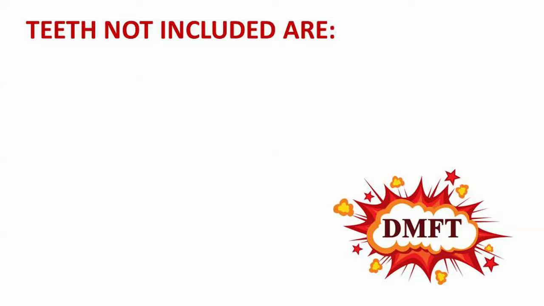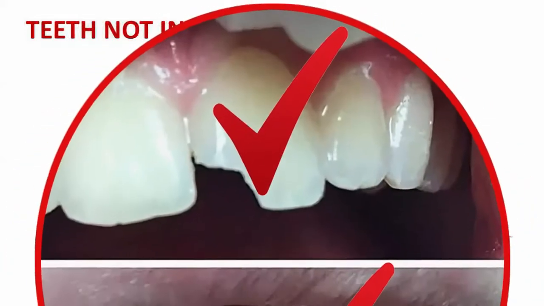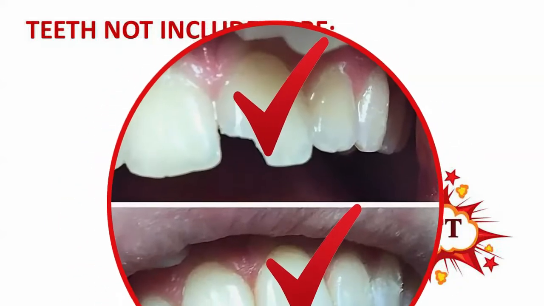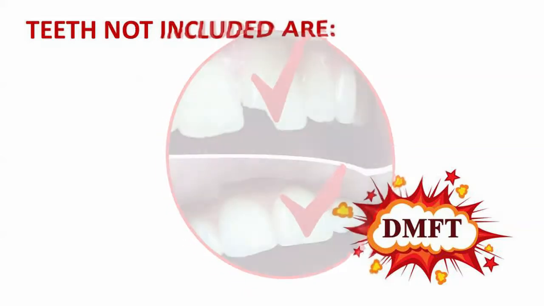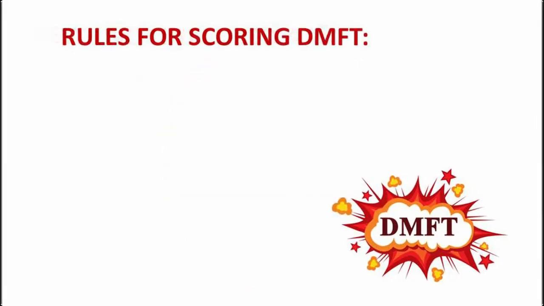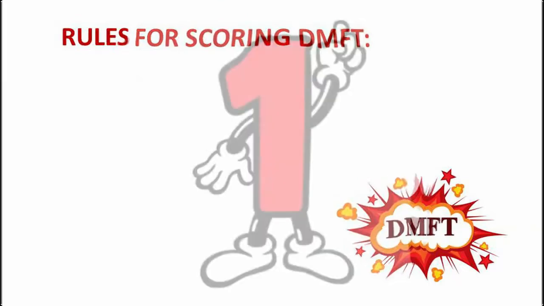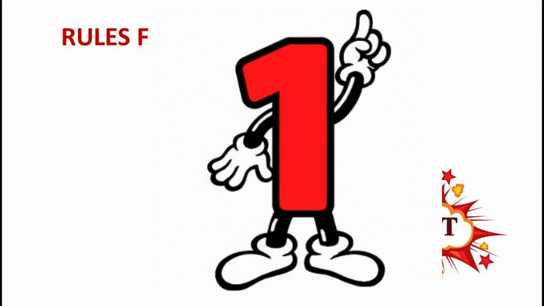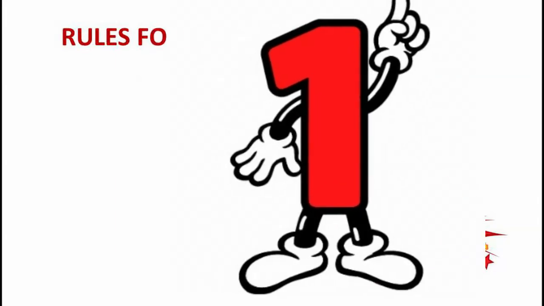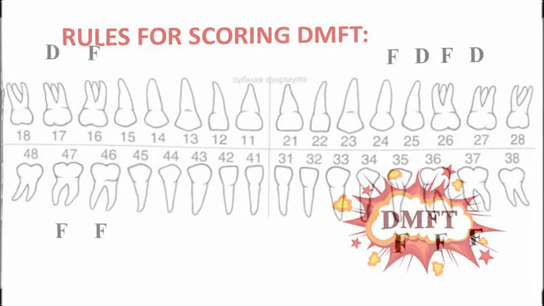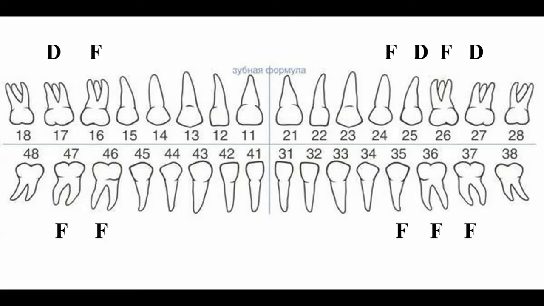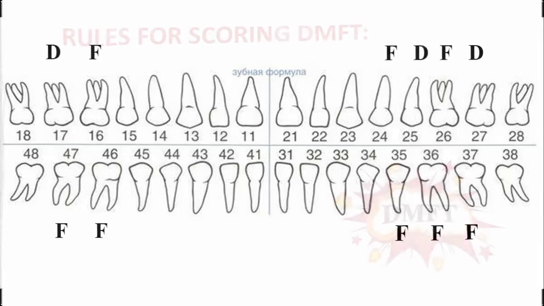Teeth are not included if they were restored for reasons other than dental caries, such as trauma, use as a bridge abutment, and cosmetic purposes. Rules for scoring DMFT. No tooth should be counted more than once. Decayed D, missing M, and filled F teeth should be recorded separately.